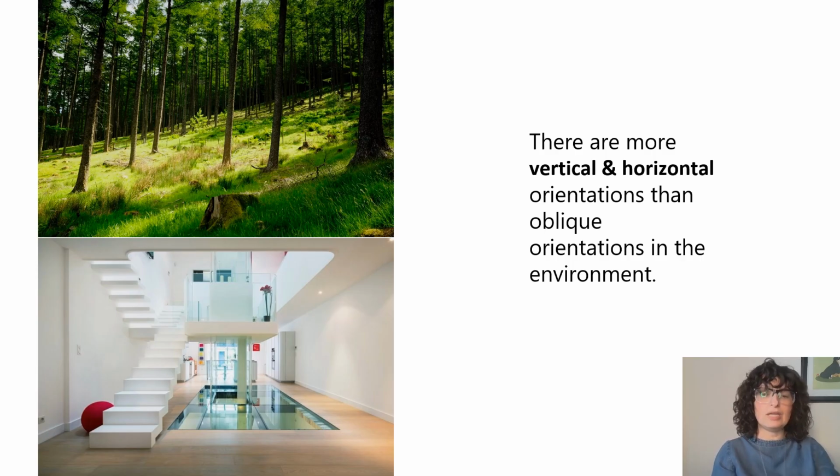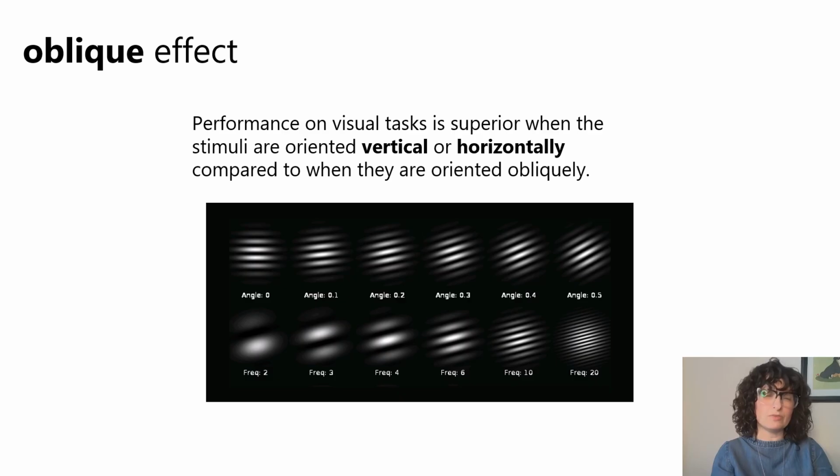And that actually has an impact on the way that our vision develops. So we experience something called the oblique effect. Due to experience, perception is actually superior. Performance on visual tasks is superior when the stimuli are oriented vertically or horizontally compared to when they're oriented obliquely or diagonally. Here, what we're looking at is a series of stimuli that are called spatial gratings that vary in 2 dimensions, orientation and frequency.